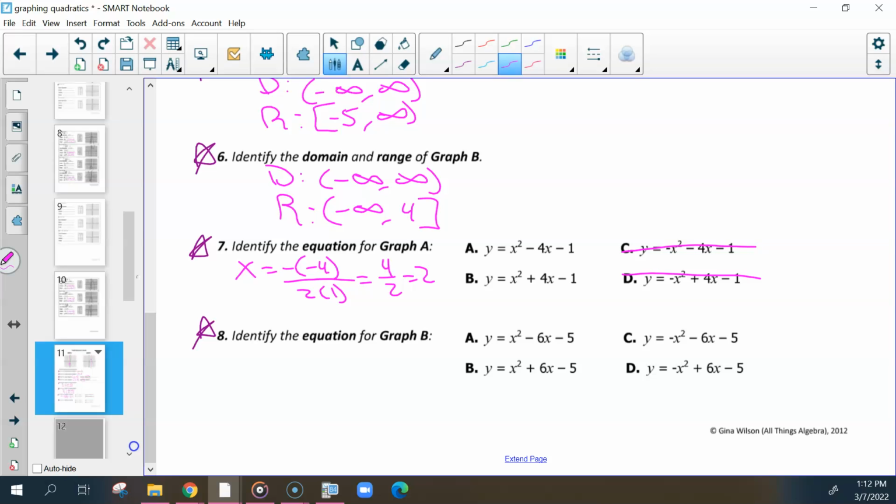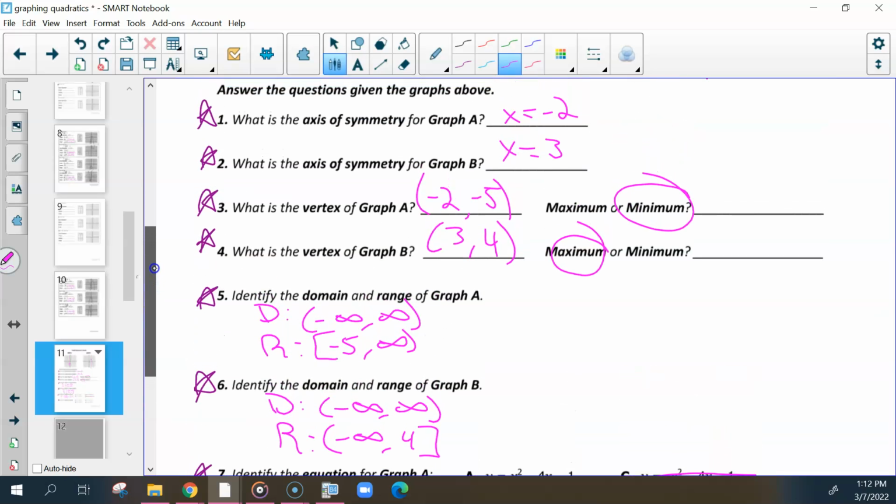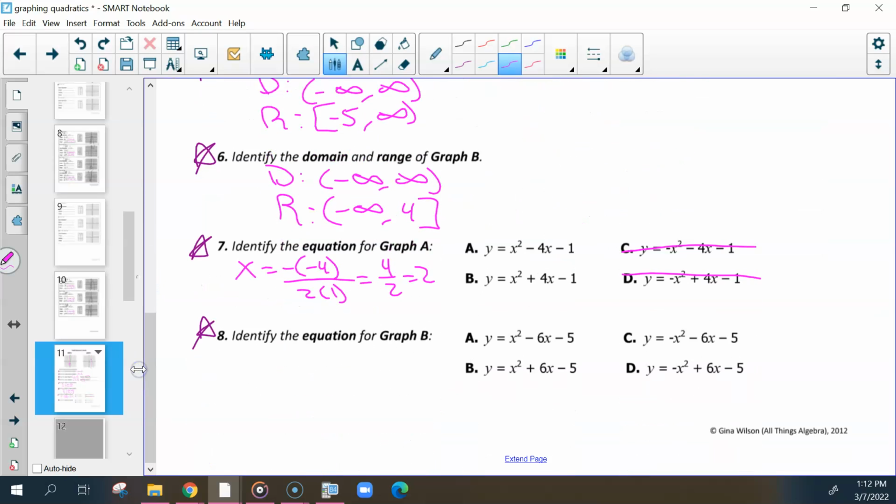So this is for A. You know our axis of symmetry has to be a negative. This did not give us a negative, so it has to be B.